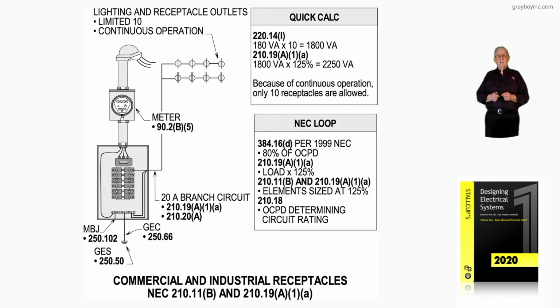Now, next, you see that we start with 210.11(B) and 210.19(A)(1) for that 125% rule also. Now, the elements for continuous duty in this illustration have to be sized at 125%. And in 210.3, it's the overcurrent device rating that determines the branch circuit.